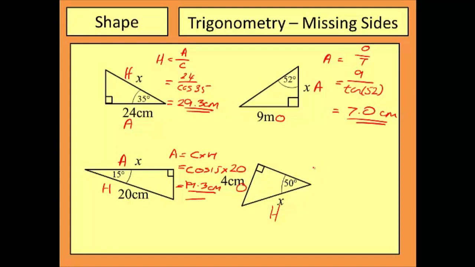Now I've got it labelled with an O and a H, I know that this is a sine problem, and I know that H is equal to O over S. This means in this example, H is equal to 4 over sine of the angle, which is 50. When I type this into my calculator, I'm going to get a correct solution of 5.2 centimeters.